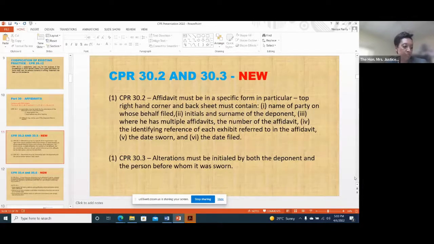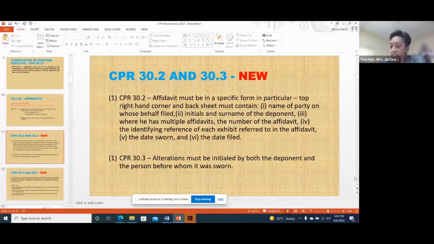An affidavit must be in a specific form, and I do have one that we will show towards the end. In the top right-hand corner and the back sheet, it must contain the name of the party on whose behalf it's been filed, the initials and the surname of the deponent, and where he has multiple affidavits, the number of the affidavit, and we know that can happen. You can have a 1, 2, 3. You may even have more. Number 4, the identifying reference of each exhibit referred to in the affidavit, the date sworn, and the date filed.